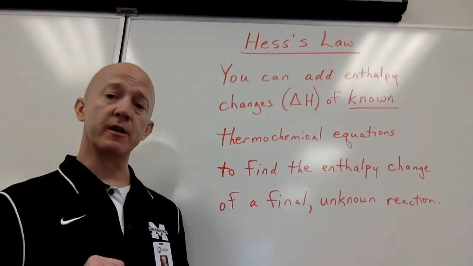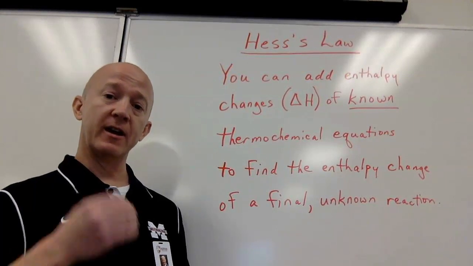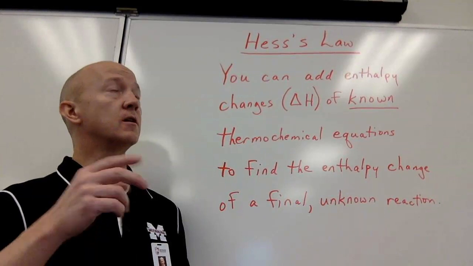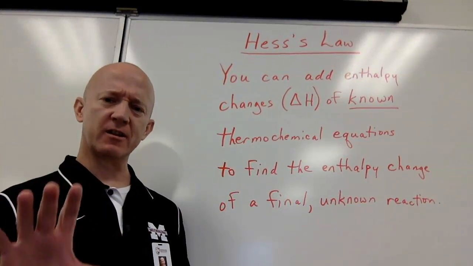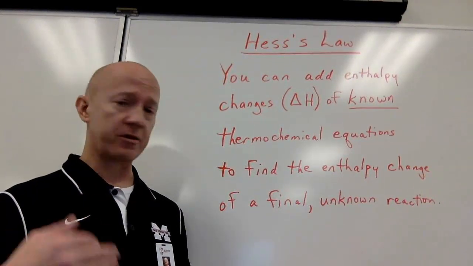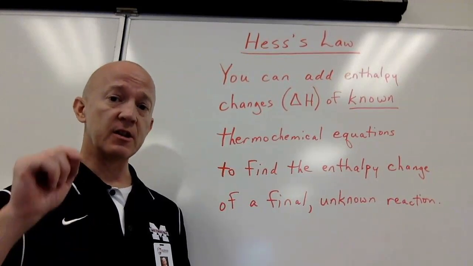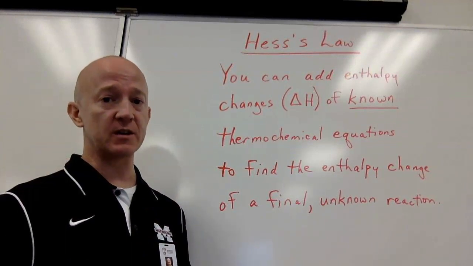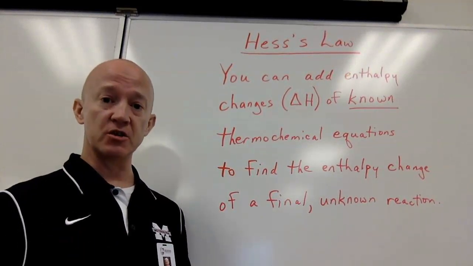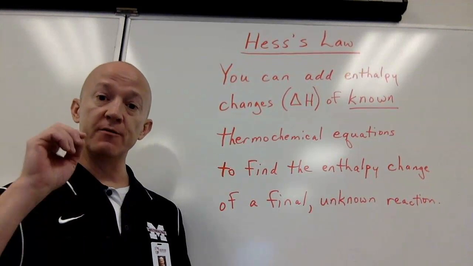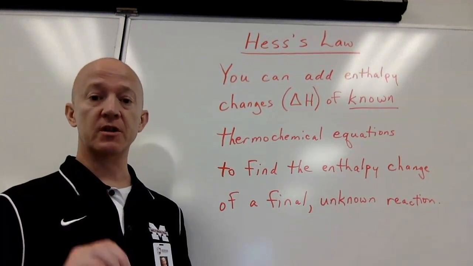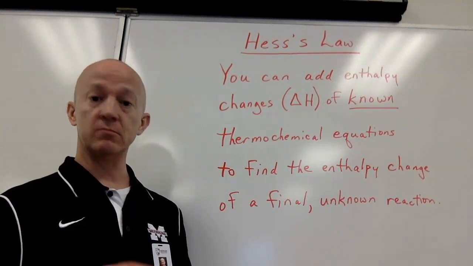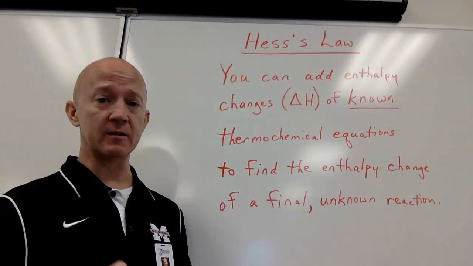Here's how we're going to solve this. It's through something that we call Hess's law. Hess's law works like this: if you don't know the thermochemical equation, then you can use other thermochemical equations to accomplish what you need. You can add enthalpy changes, delta H values, of known thermochemical equations to find the enthalpy change of a final unknown reaction. So let's try that with the one that I need.